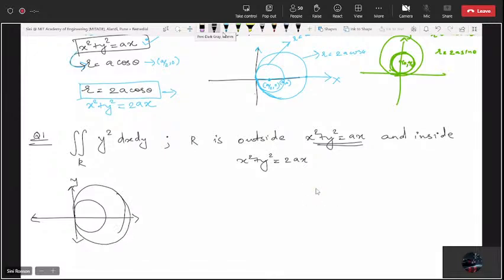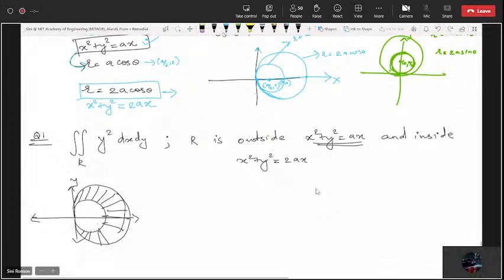Okay. So if this is the circle, when I say outside the inner circle and inside the bigger circle, you can see, will this be a region where I have to integrate this function? Yes or no? Yes, ma'am. Okay, so now this is the region where I want to integrate my function.